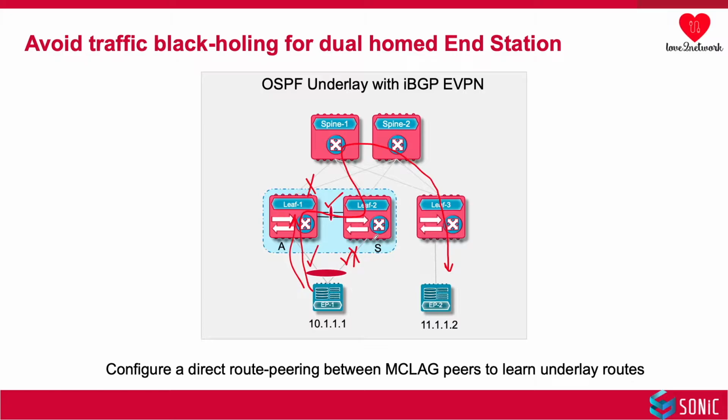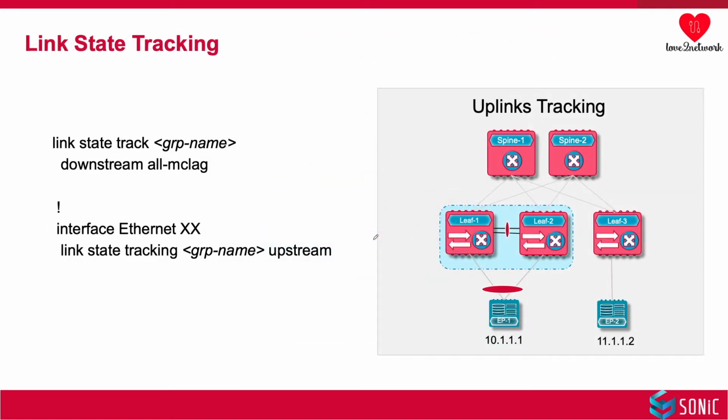The answer is, we can fix it by configuring something called link state tracking. The way it works is that we will be tracking the state of our uplink ports. And in this example, when leaf 1 loses its uplinks, it will automatically shut down its downstream MC lag links as well. So now there is only one path available for endpoint 1 to communicate with endpoint 2, and that is the best available optimal path. Wonderful, useful feature, isn't it?